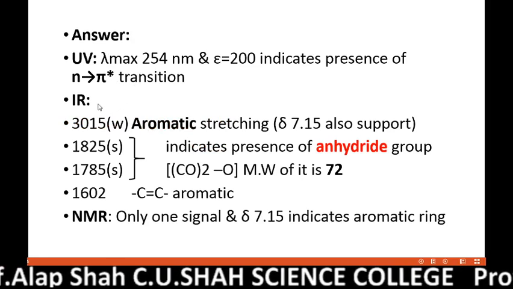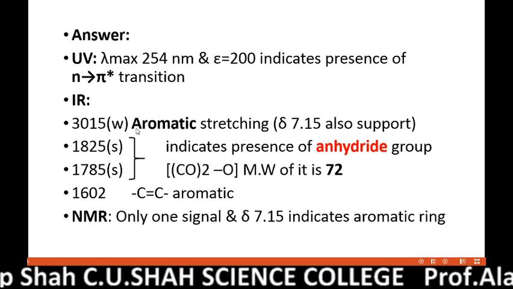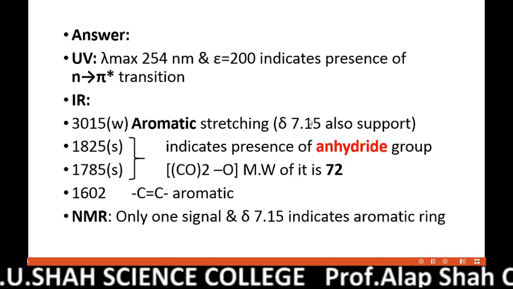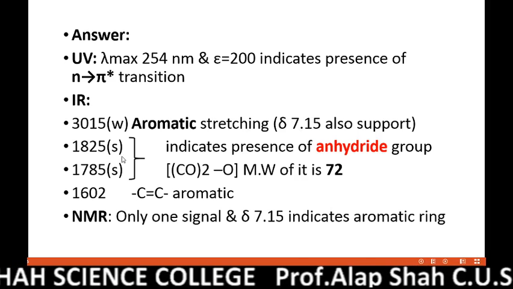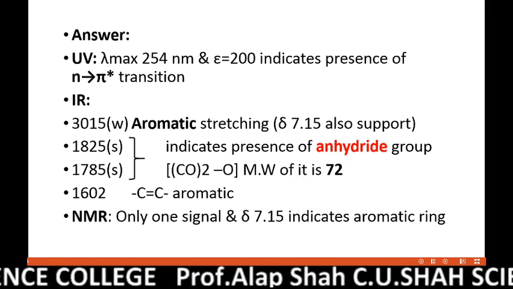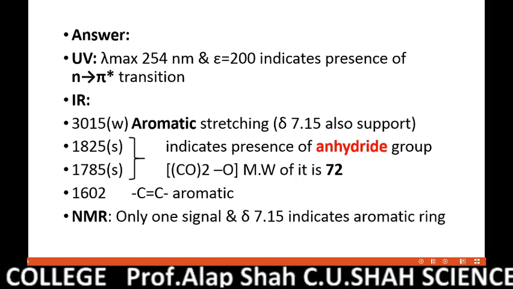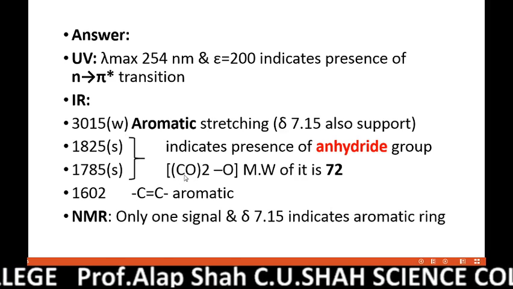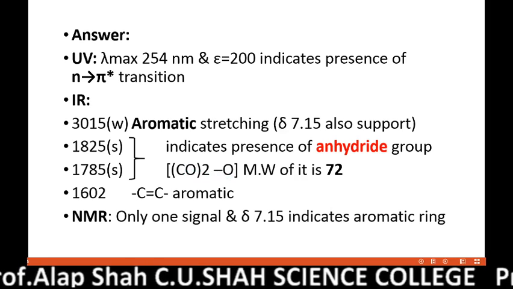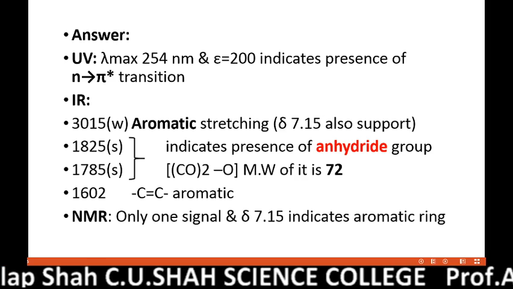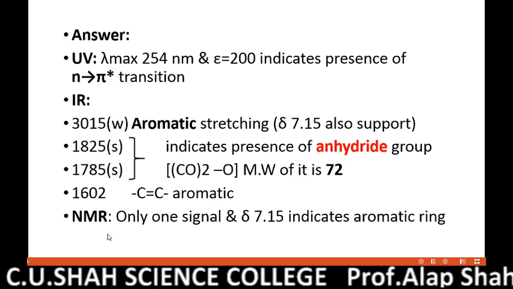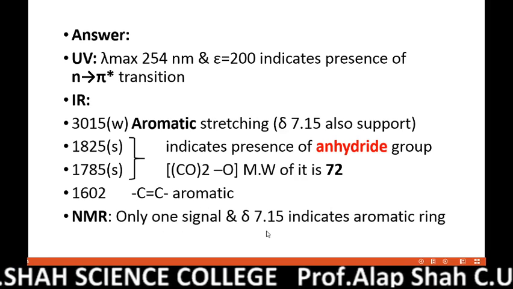IR 3015 indicates aromatic stretching, which is also supported by the delta value of the protons. Two very important IR values are 1825 sharp and 1785 sharp. These two collectively indicate the presence of an anhydride group, which is this portion. You can see this CO group is also supported by UV. So CO twice and one oxygen is the general formula of the anhydride group. The molecular weight of this portion is 72, and 1602 indicates aromatic carbon double bond carbon. NMR has only one signal, and 7.15 delta indicates an aromatic ring.